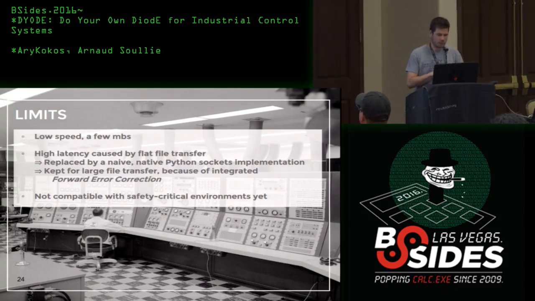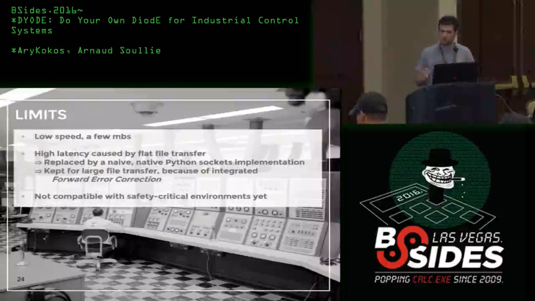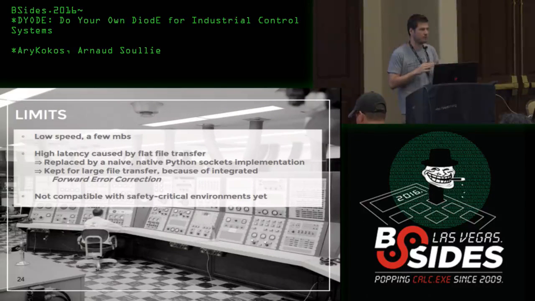Okay, then what are the limits of this project? So at the moment, it's really, really slow, maybe 1 to 2 megabytes per second tops. And also there was a high latency caused by the flat file transfer, because as mentioned at the beginning, we use UDPcast. So from the Python code, you use an external binary, which displays some things on the console before really launching. So you have at least a 2 second delay. Which is not good for Modbus and screen sharing, so we replaced that. We only keep UDPcast for the file transfer, and we use a very basic, naive implementation using Python UDP sockets to send the Modbus data and the screen sharing.